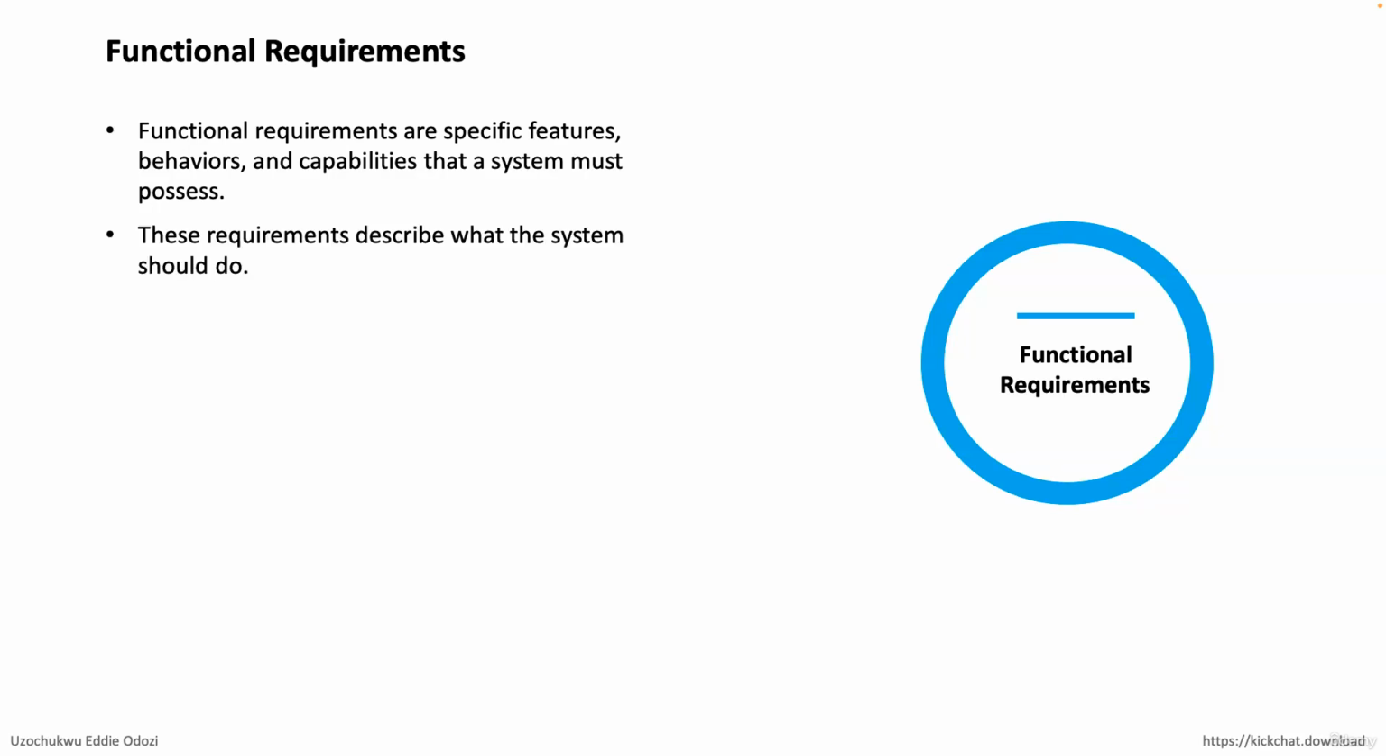Now, these requirements describe what the system should do. Okay, so example with the to-do application, users should be able to create to-dos, users should be able to delete, users should be able to update to-dos. So those are functional requirements.